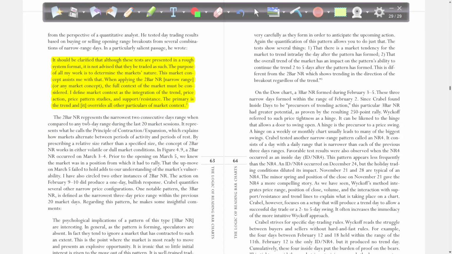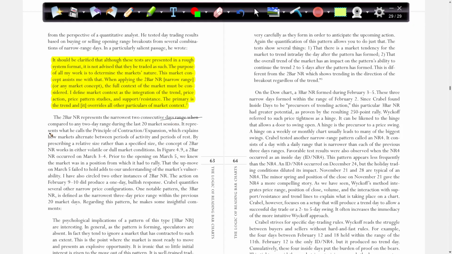The two bar narrow range represents the narrowest two consecutive day range when compared to any two-day range during the last 20 market sessions. It represents what he calls the principle of contraction or expansion, which explains how markets alternate between periods of activity and periods of rest. By prescribing a relative size rather than a specified size, the concept works in either volatile or dull market conditions.